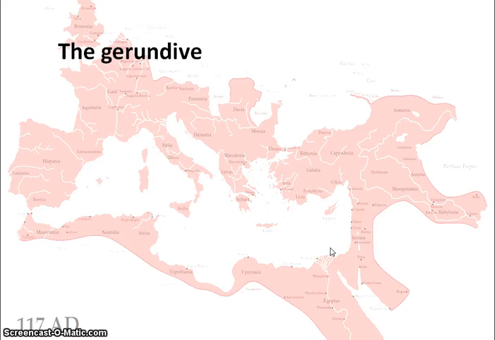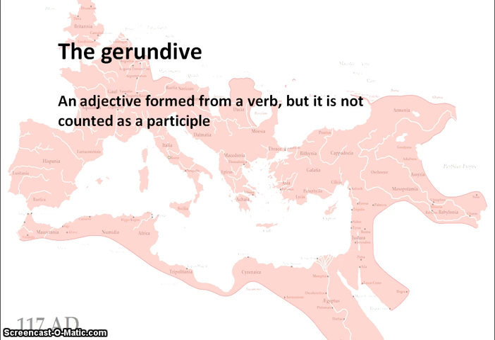This is a video on the gerundive for Latin GCSE. First of all, what actually is a gerundive? It is essentially an adjective formed from a verb, so it's going to be similar to a participle but not actually counted as a participle. Although obviously as adjectives in Latin have to agree with a noun, so too will a gerundive. Its literal meaning is going to be needing to be something.